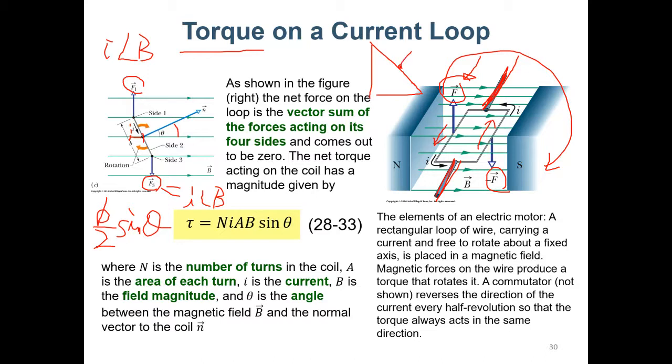Something like this. This is theta, so this is also theta. And this one is b/2. So this one is b/2 times sine theta. So the torque referred to F1 is something like ILB times b/2 sine theta.